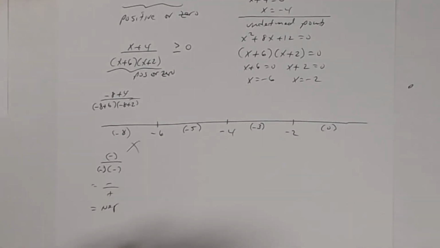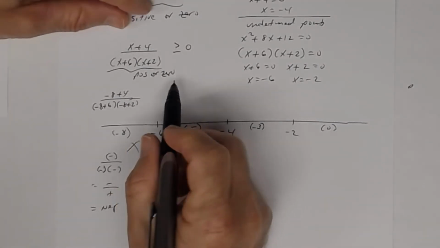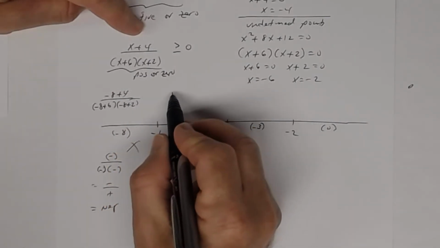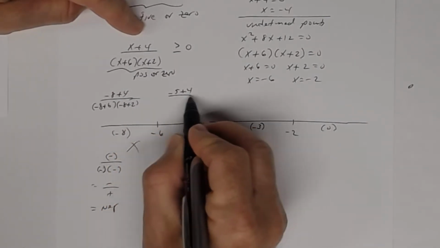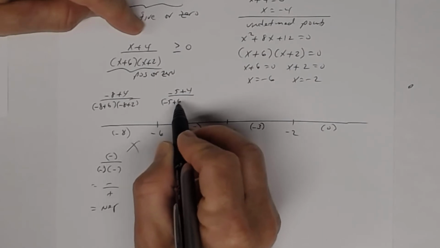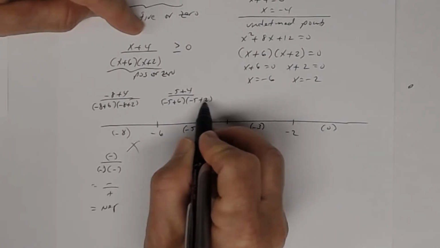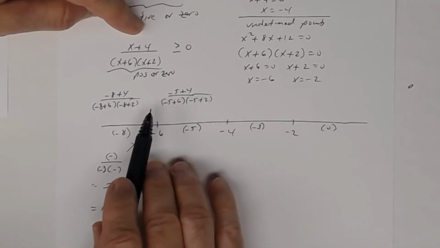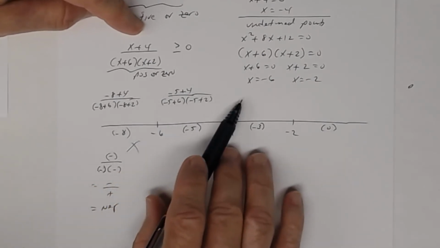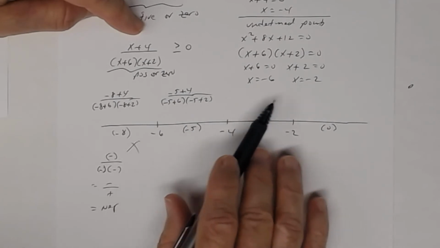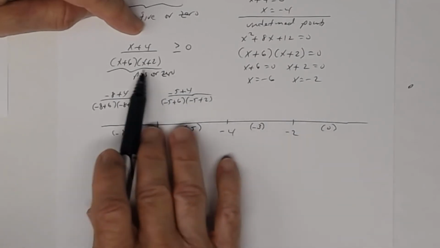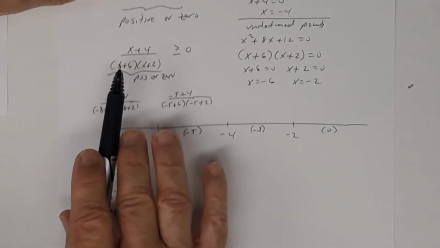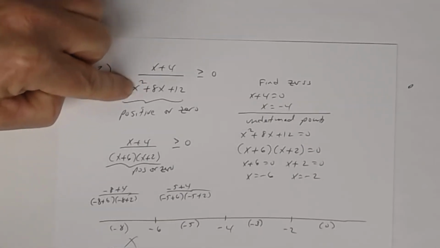And then we go to negative 5. Do the same thing. We'll go back to the factored part. So I have negative 5 plus 4 divided by negative 5 plus 6 times negative 5 plus 2. And again, don't assume it alternates. I do want to see this work here. So you still have to show that you are substituting these test points into either the factored part or the original polynomials.